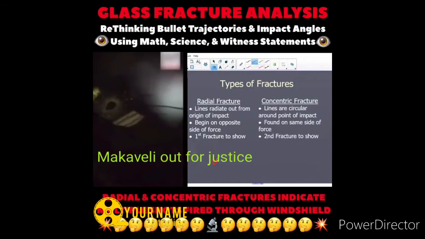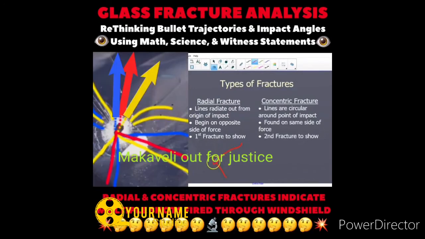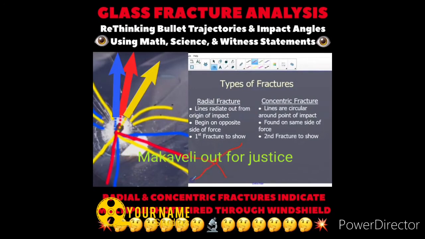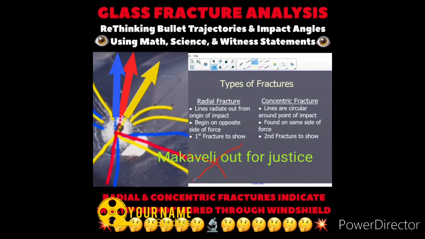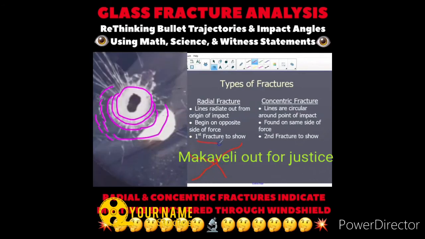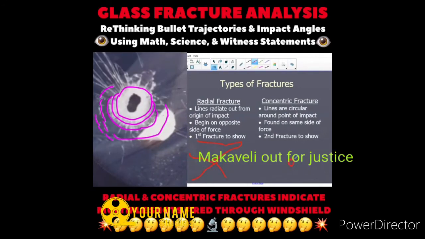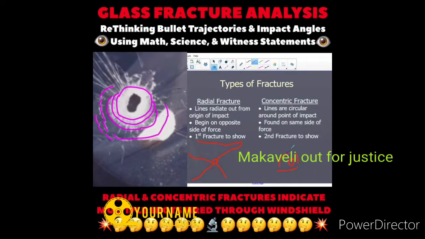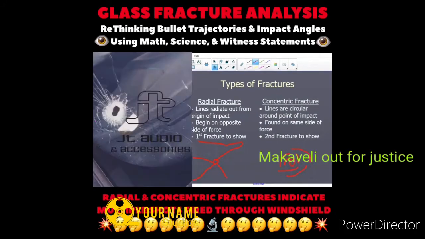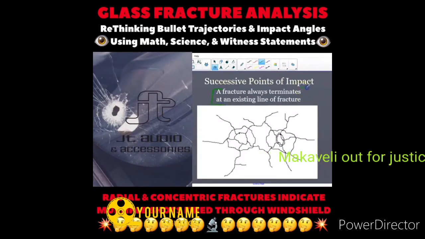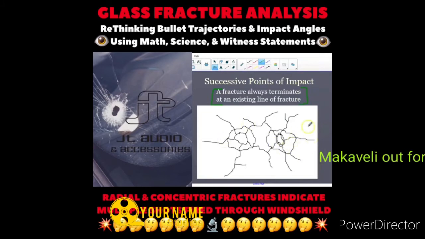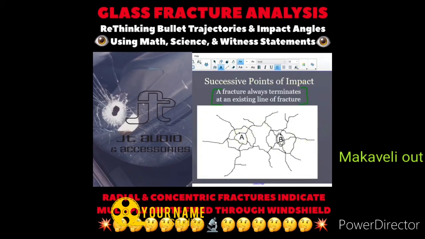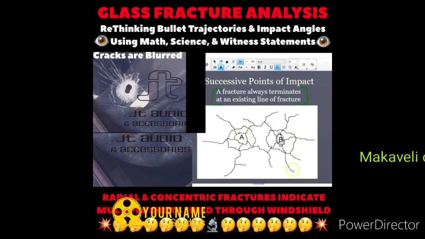Radial fractures are lines that radiate out from the origin of impact. They begin on the opposite side of the force and they're the first fracture to show up. And concentric fractures are lines that are circular around the point of impact. They're on the same side as the force and they're the second fracture to show up. A fracture always terminates or stops at an already existing line, and that's how you can tell which one of these came first. Shot A came first before shot B.